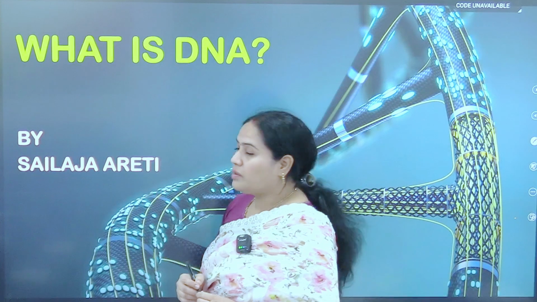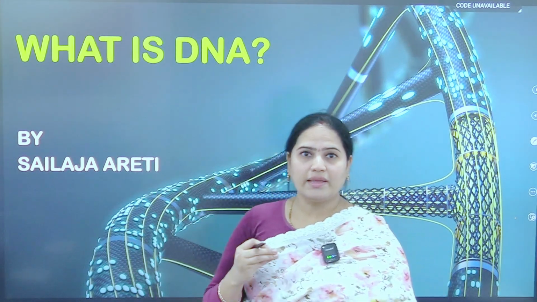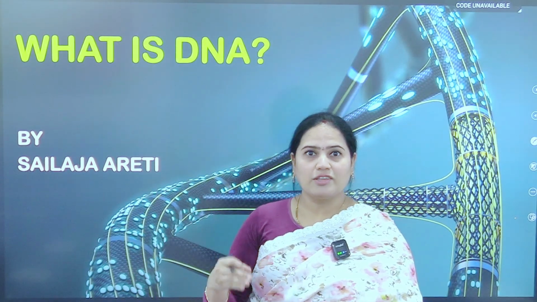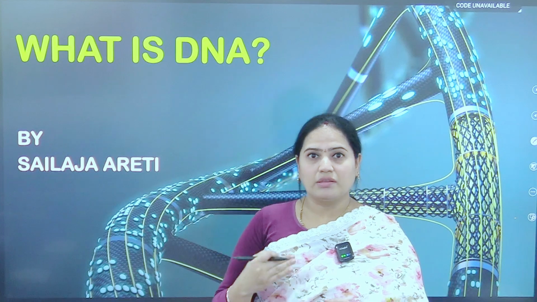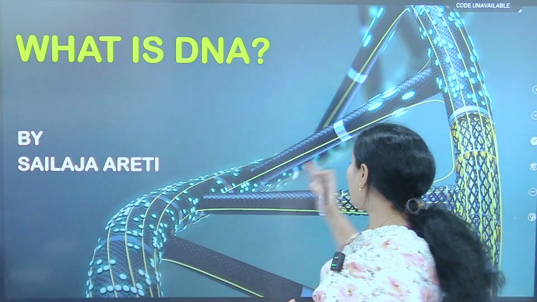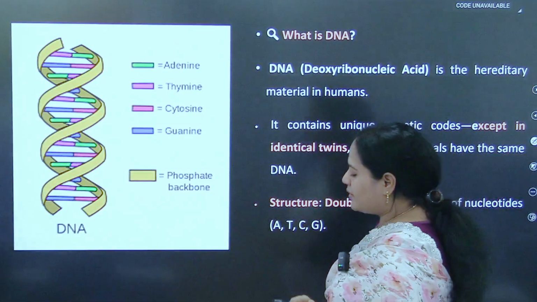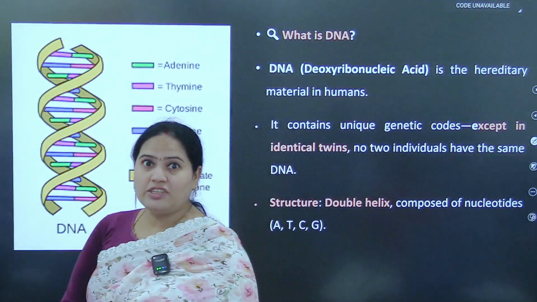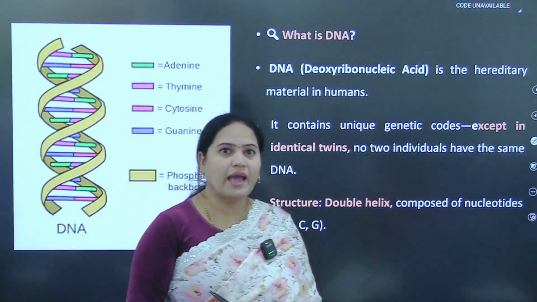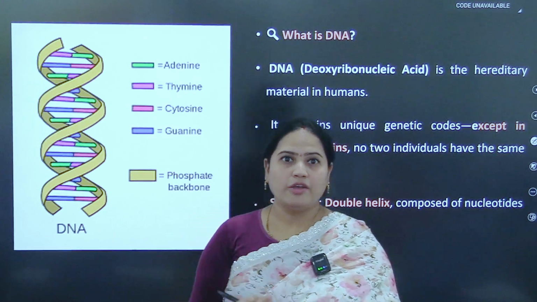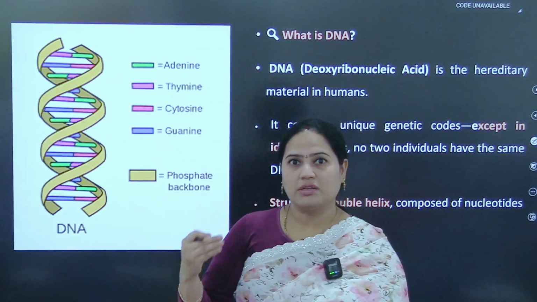This class is all about what DNA is and how DNA analysis is done, especially in cases of mass disasters like earthquakes, plane crashes, and train crashes, and how the authorities identify the victims using DNA. DNA is the genetic material of human beings. It carries all our inheritance, which is transferred from generation to generation.